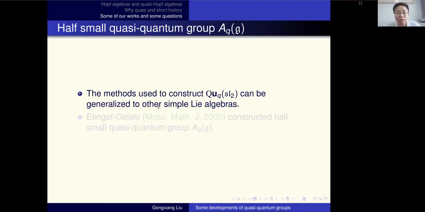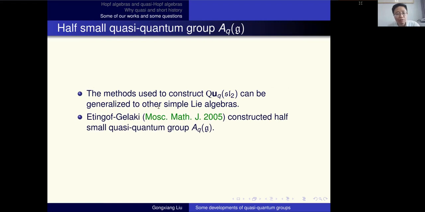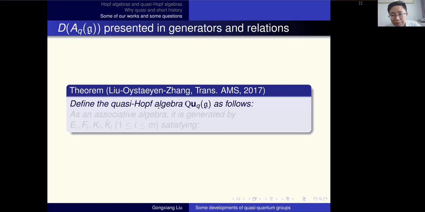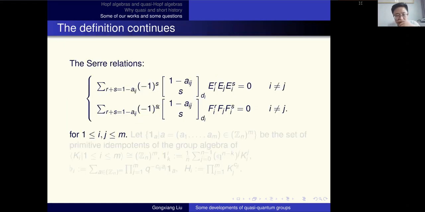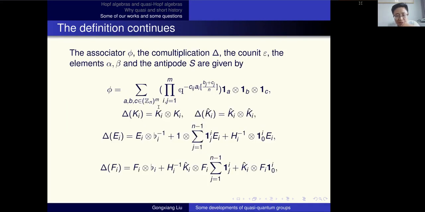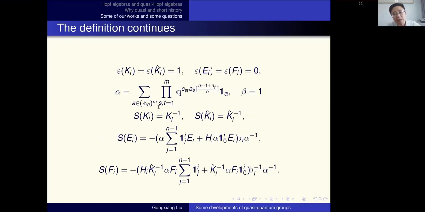The method used to construct UqSL2 can be generalized to other simple algebras. Because the hierarchy also constructs the quasi-Hopf analog of the half part of the quasi-quantum groups, we compute its Drinfeld double and define the following quasi-Hopf algebra. Maybe this relation is not so complicated, but if I write out the comultiplication and antipode, you will find it becomes much more complicated than our Hopf algebra case. If you don't know the computation of UqSL2, I think it's almost impossible to get such a complicated formula.